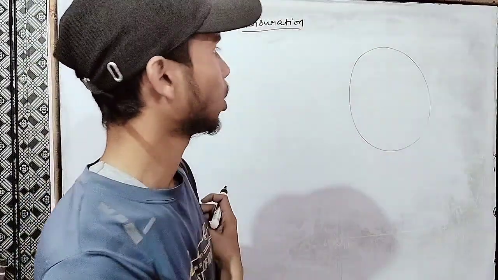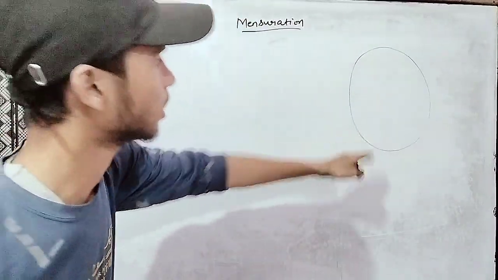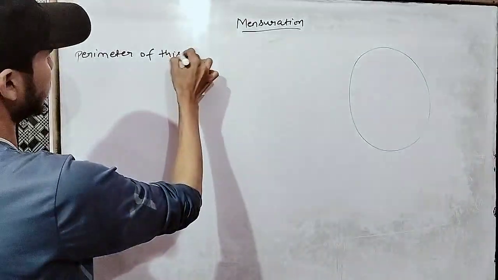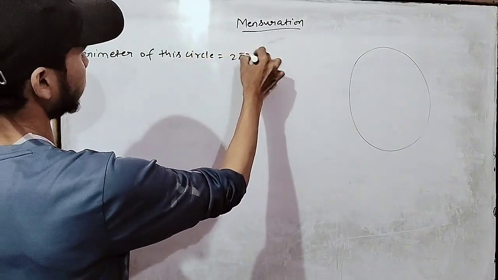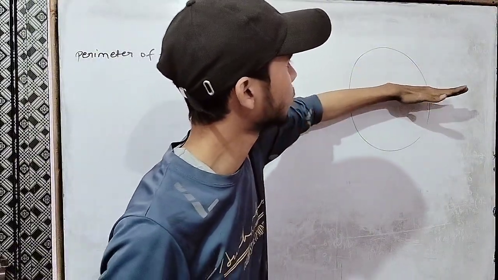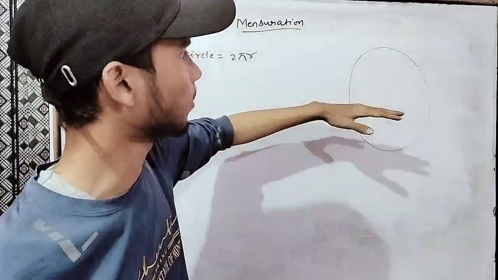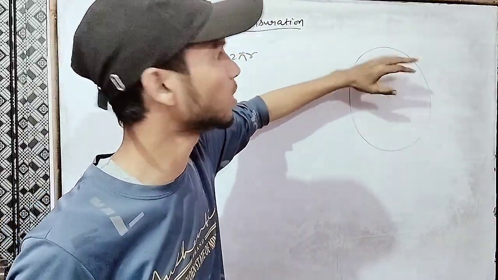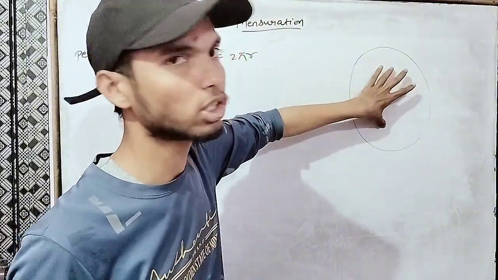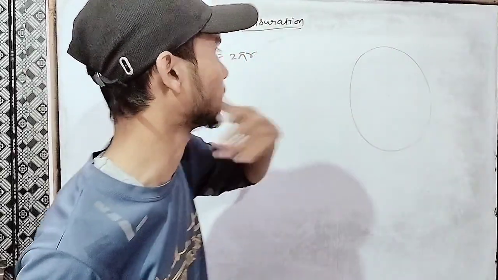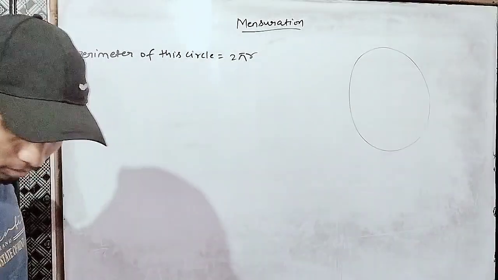What is the perimeter of this? What is the formula to find the perimeter of this circle? The perimeter of this circle is 2 pi r. And a semicircle, what is its perimeter? Pi r, just. Here 2 pi r means pi is 2 times and r is 2 times. This is half, one part, and this part is the secant.